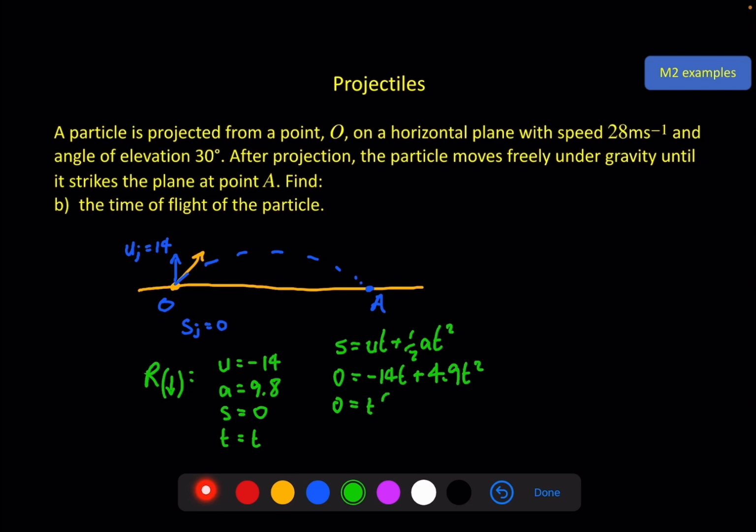As you might expect, we can factorize out the t here, and that will give us one answer as t equals 0, which of course is where it starts. What we want is the other t, the time where it comes back to this same level. So that's here. We've got t is equal to 14 divided by 4.9, and that gives us a decimal answer of 2.86 to 2 decimal places.